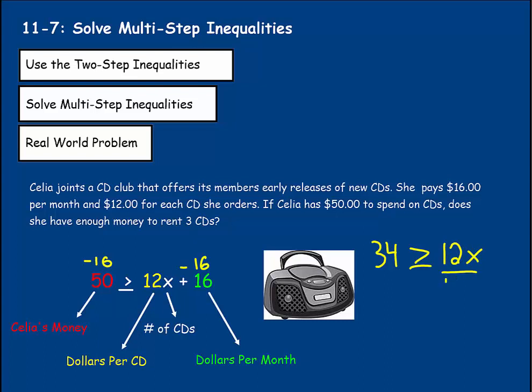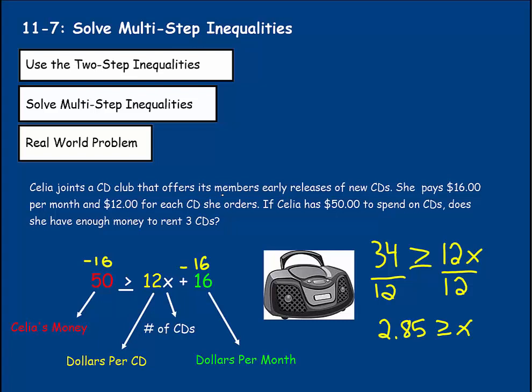So she divided by 12 on both sides to get x by itself. 34 divided by 12 is about 2.85. So that means x, the number of CDs, would be less than or equal to 2.85, meaning that she does not have enough money to rent 3 CDs.